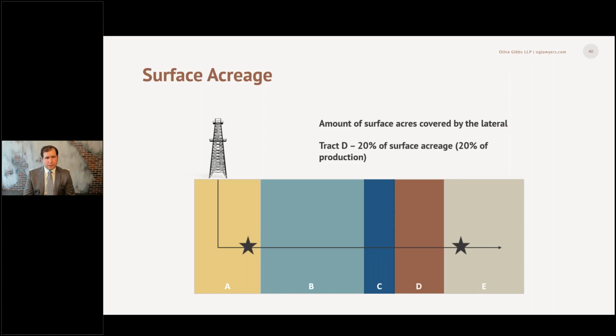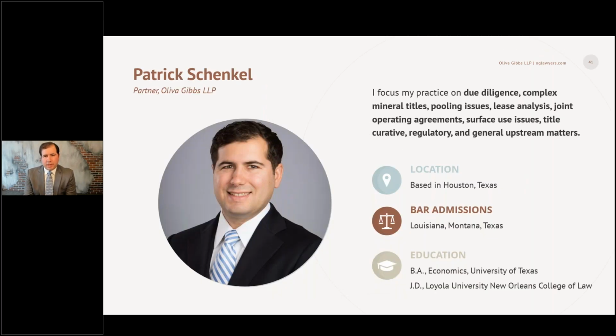So again, these are just different methods that everyone may choose. Each operator generally has their own method that they prefer to use. There isn't necessarily one standard method, which again, is different than Louisiana, where there is the one standard statutory method of allocating production for cross-unit. So that concludes my presentation for today.